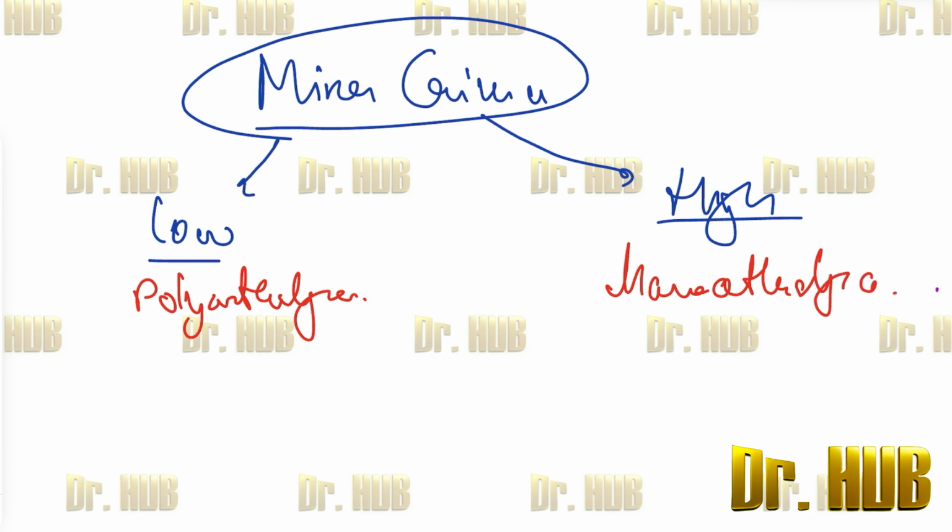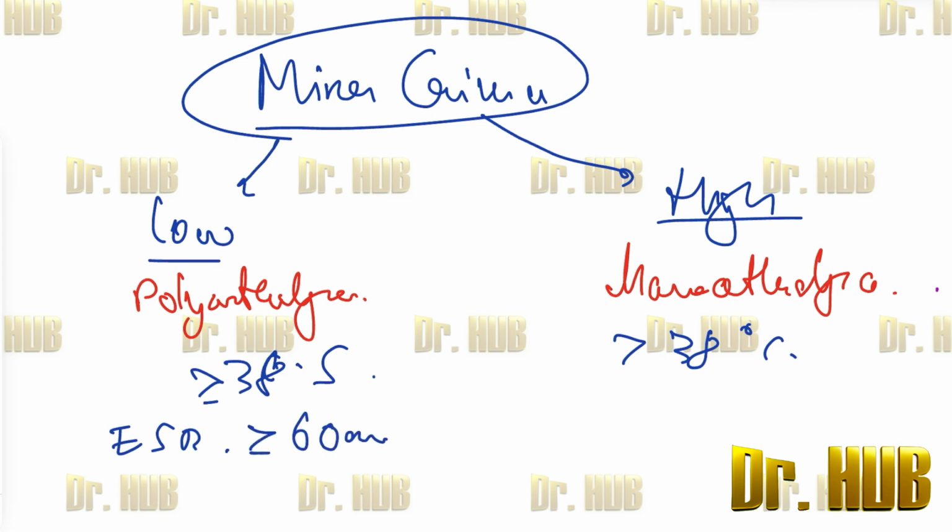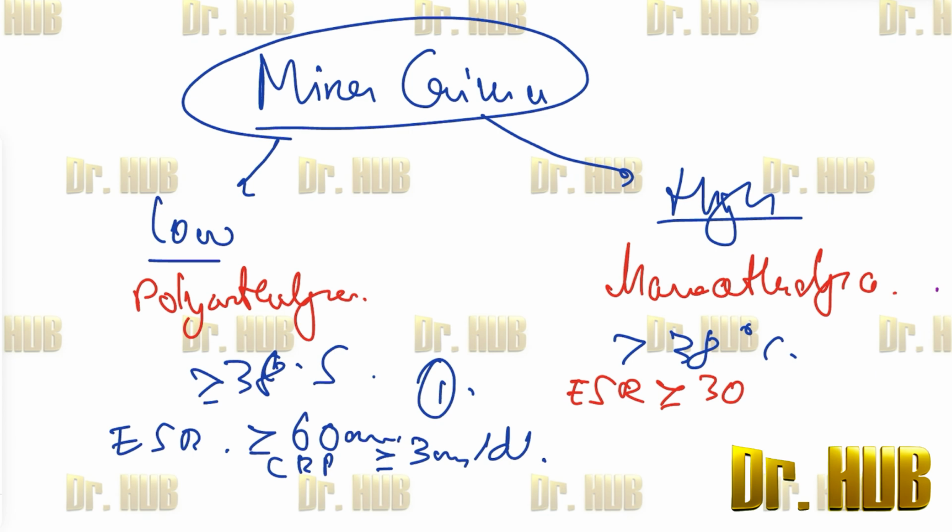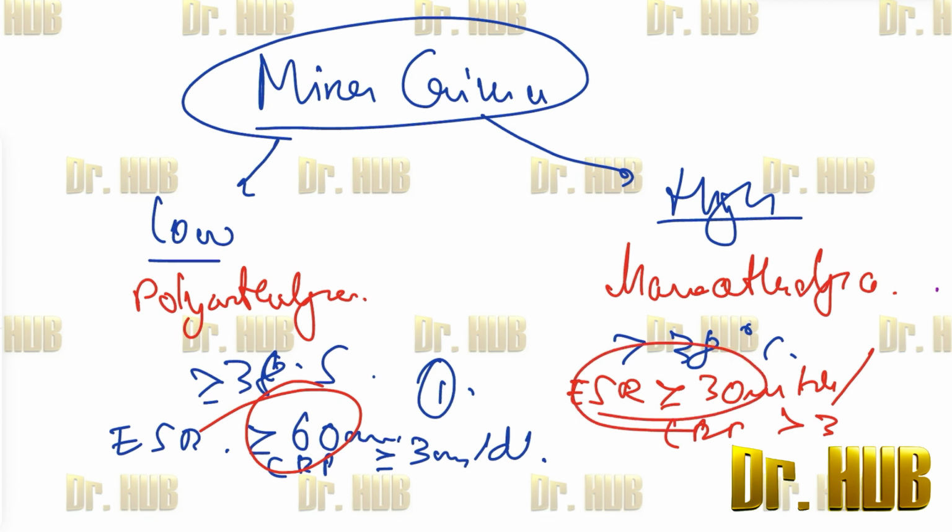Next comes the fever. The fever is greater than or equal to 38.5 degrees. Here it is going to be 38 degrees. Next is the ESR. In case of the low risk population, it is going to be greater than or equal to 60 mm in the first hour. And then we also have the CRP, which is greater than or equal to 3 mg per dl. Next, in case of the high risk population, the ESR is greater than or equal to 30 mm per hour, as well as the CRP being greater than 3. So it is 60 in low risk, and in case of the high risk or moderate risk population, it is going to be greater than 30.